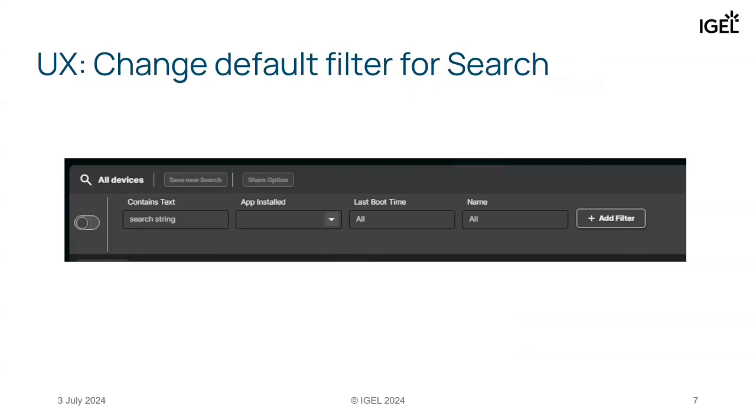Then, based on feedback from the community, we changed the default filters in our search. Now the default filters are the installed apps, the last boot time, and the device name. And of course, as always, you can just configure and add new filters to the search. So there we didn't change anything.